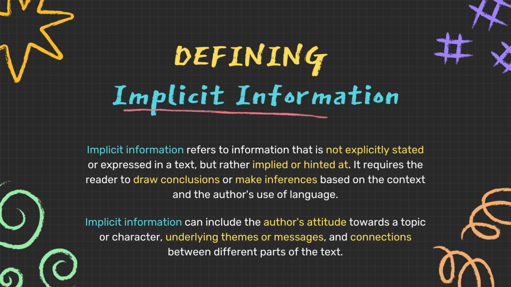Let's move on to defining implicit information. Implicit information refers to information that is not explicitly stated or expressed in a text, but rather implied or hinted at. It requires the reader to draw conclusions or make inferences based on the context and the author's use of language. Implicit information can include the author's attitude towards a topic or character, underlying themes or messages, and connections between different parts of the text.